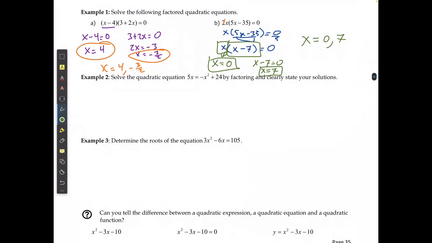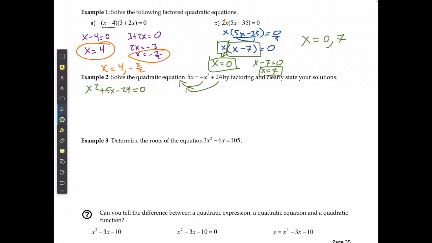For example 2, I need to actually go through the process to factor and then solve this. So the first thing I'm going to do is I'm going to move everything to one side of the equation. I don't like this negative x squared. I like my x squareds to be positive, so I'm going to move both these things to the left side of the equation. And I'm going to state that x squared plus 5x minus 24 is equal to 0.